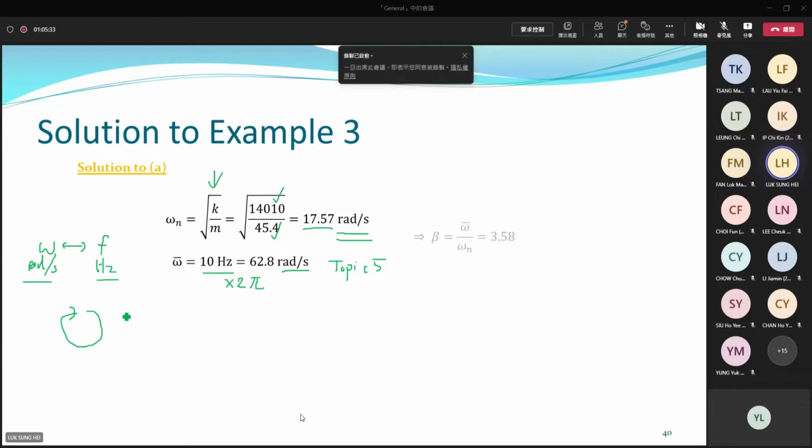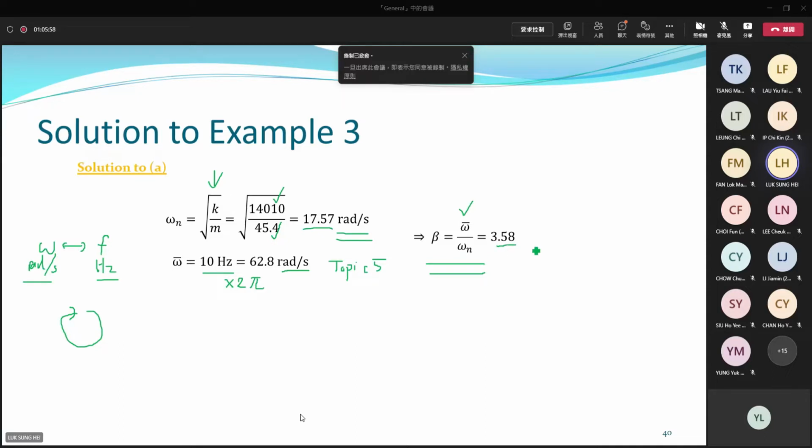Taking the ratio, you can get the frequency ratio, beta. Remember the definition carefully. The exciting frequency is at the top, the numerator is the exciting frequency. Do not reverse the definition, otherwise you will get totally different things. Exciting frequency over natural frequency gives you a frequency ratio of 3.58.